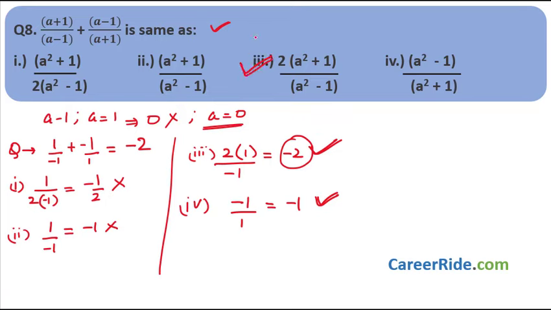If you want, you can solve the question in the traditional method and you can try to equate this value, and the option number 3 will come out to be the same. Okay, let us move on to the next question now.